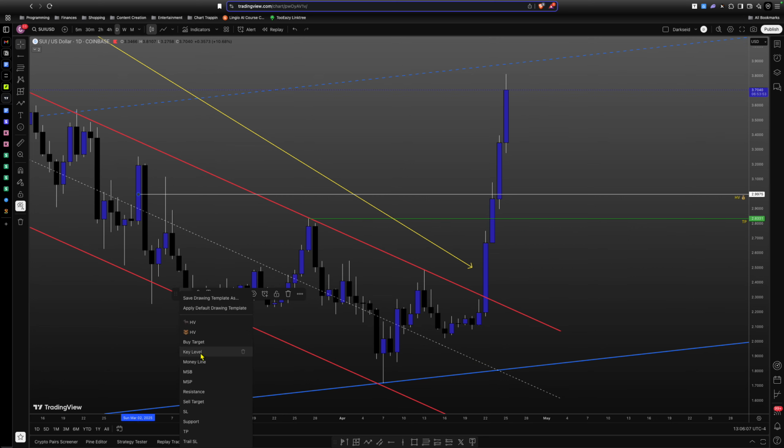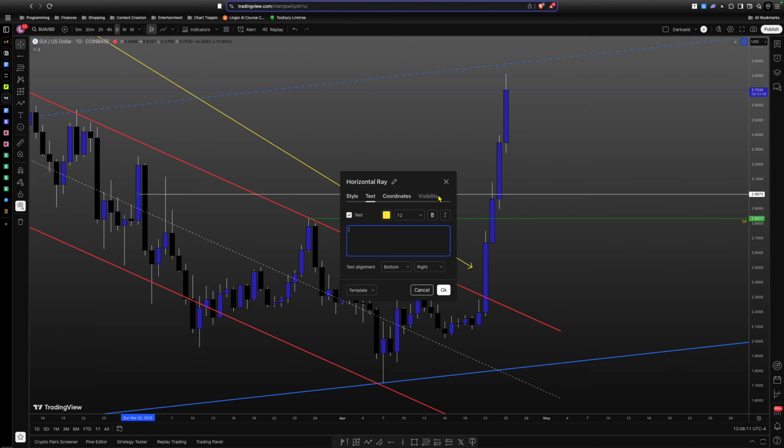I don't know what to call this. I'm just going to make it black. I'm going to keep it white. No, I'm going to keep it white. Exit liquidity pool.